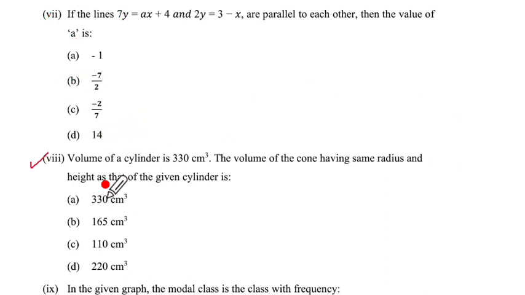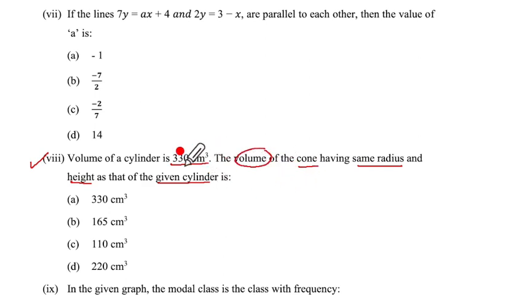So that's great. Subpart 8: the volume of a cylinder is given, and the volume of the cone having the same radius and height as the given cylinder is. Now we have to find the volume of the cone.